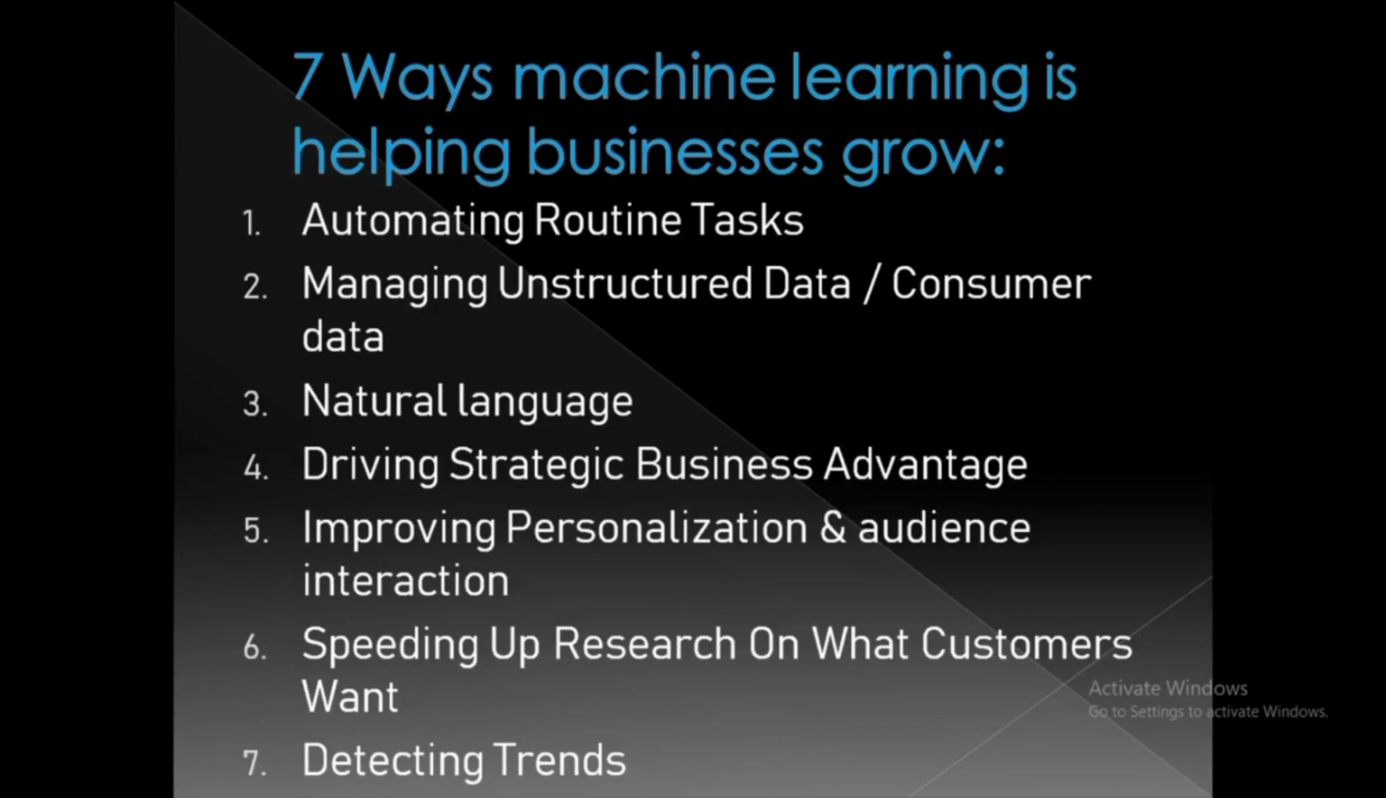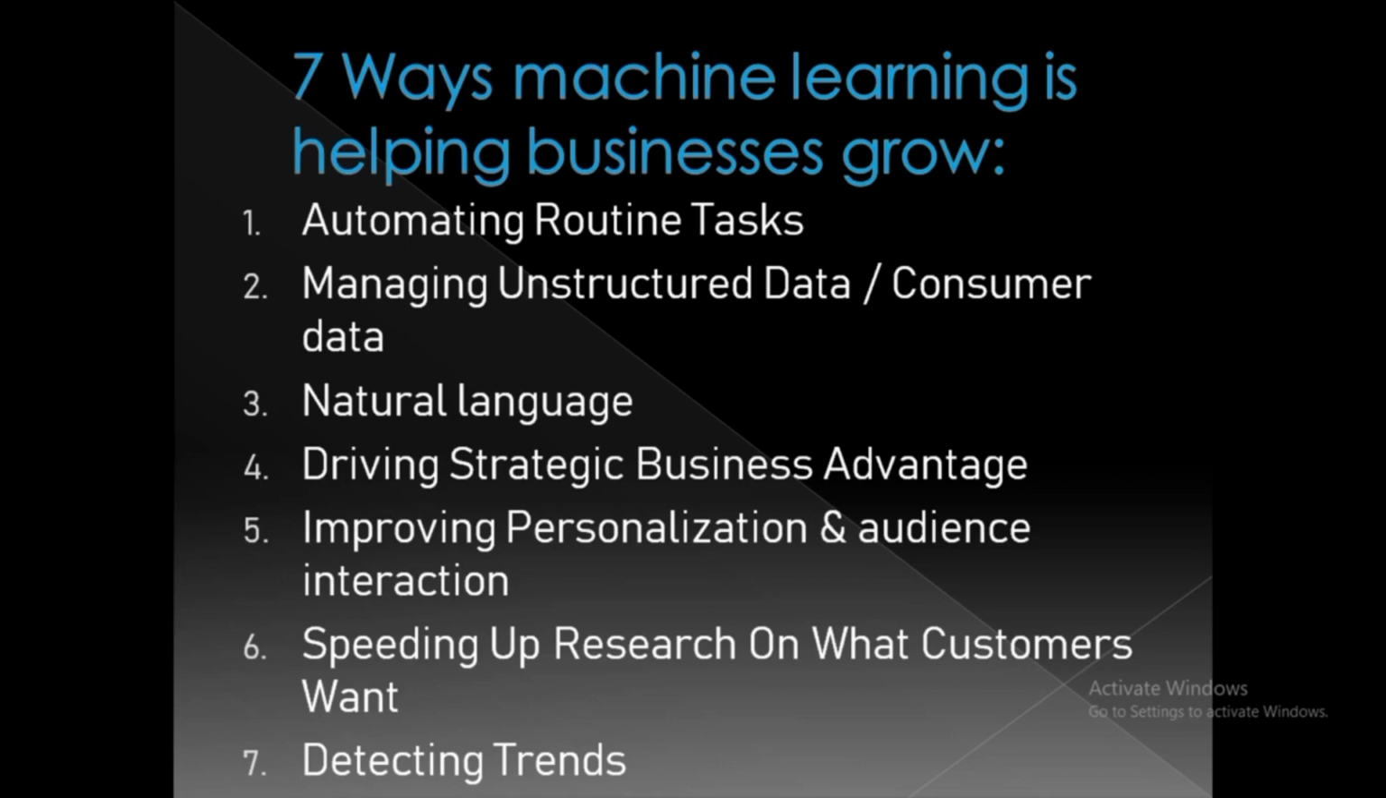So here are 7 ways in which machine learning is helping a business to grow. First is automating routine tasks. Whatever task is done by a human being, we can automate it with the help of machine learning or AI. Second is managing unstructured data or consumer data. Whatever data has been generated, storing the important data and removing the unwanted data can be done with the use of machine learning.